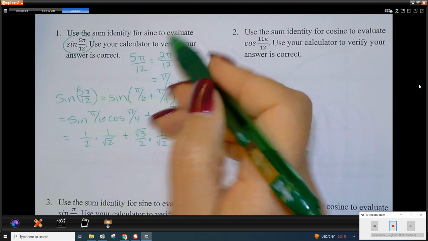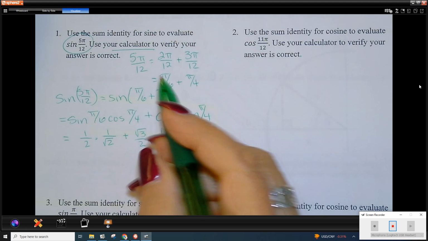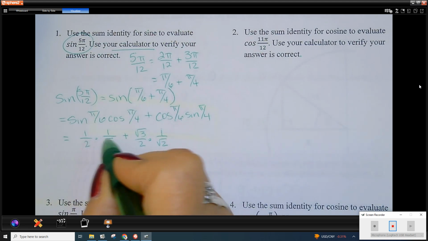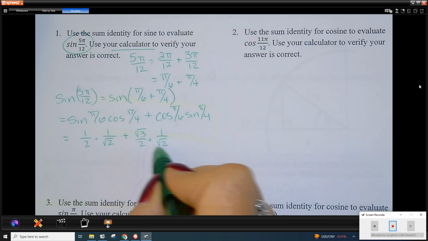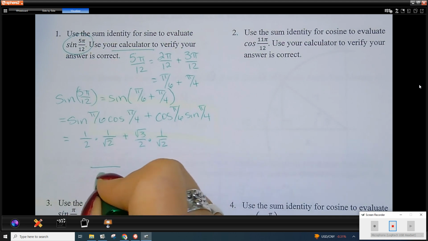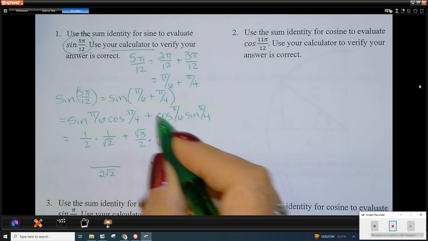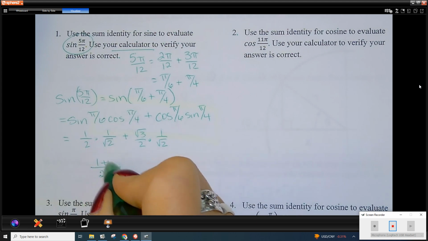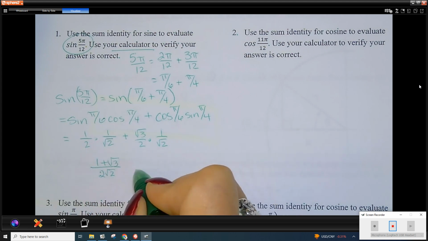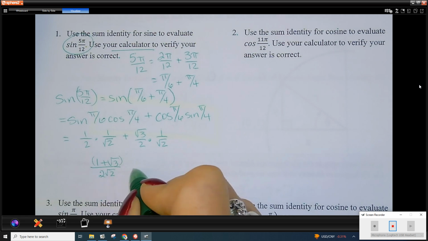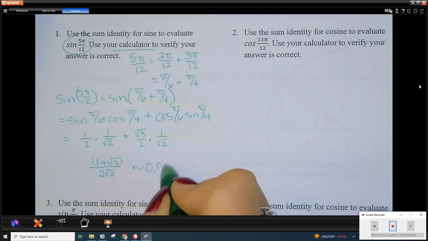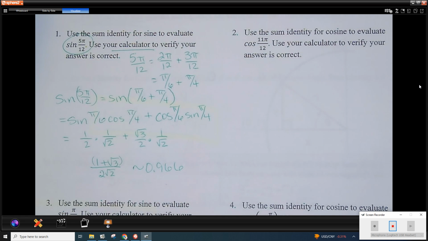You could use a calculator to check. So we get these are 1 over 2 square root of 2, and this is square root of 3 over square root of 2 over 2. So since they have the same denominator, I could write that, and I get 1 plus the square root of 3, which if you divide these, divided by that, you get about 0.966. That's rounded.